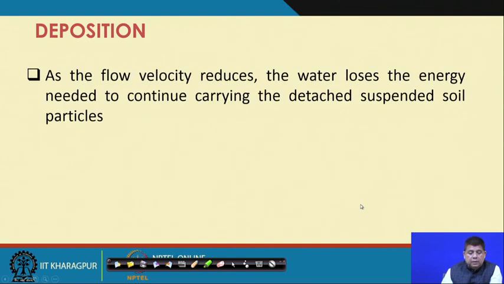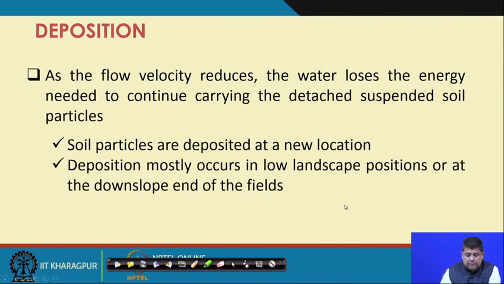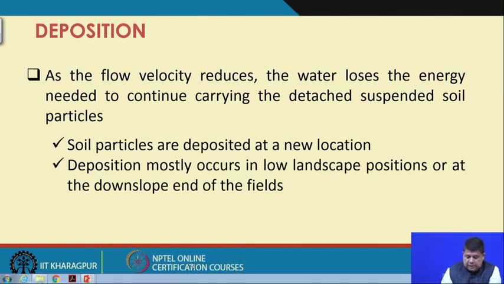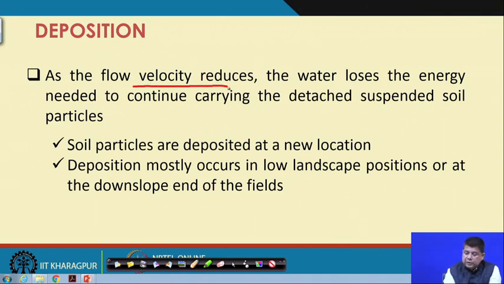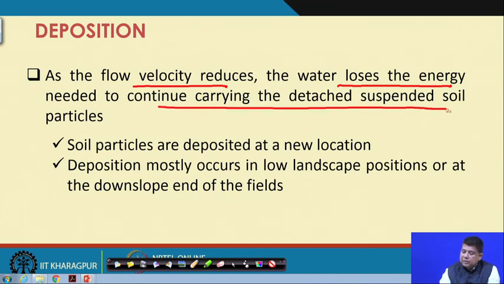If we come to deposition, then deposition occurs as the flow velocity reduces. The water loses the energy needed to continue carrying the detached suspended soil particles, and soil particles are deposited at a new location. So, wherever this flowing water loses its capacity to transport the soil particles further, whatever soil particles are being transported will get deposited.